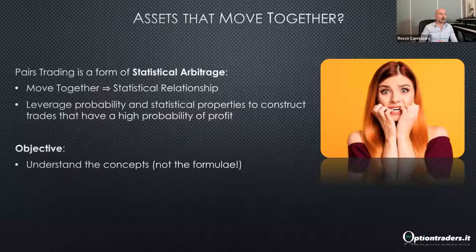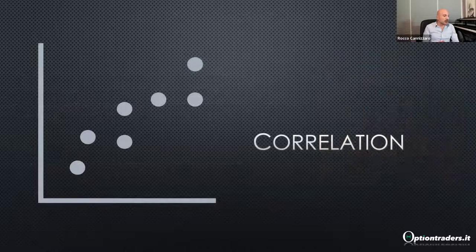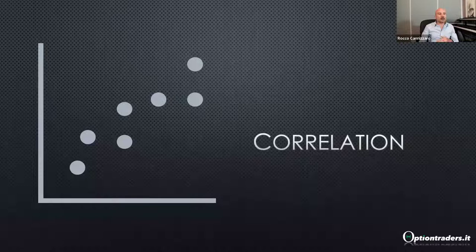And the objective for today is not to focus on formulas and equations, but mostly to understand the concept. And as we go through it, I'll show you that you can actually calculate pretty much everything you need using a simple Excel spreadsheet or Google Sheet, with few exceptions. So what really matters is understanding the concept. And once you know that, the rest is fairly simple. So unfortunately, because we had to talk about statistics, we had to cover the basics. So I'll start by talking about correlation, which is the foundation we use to identify assets that we could consider for a pair trade.